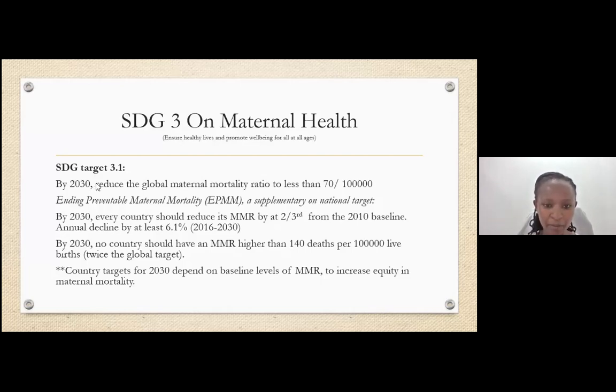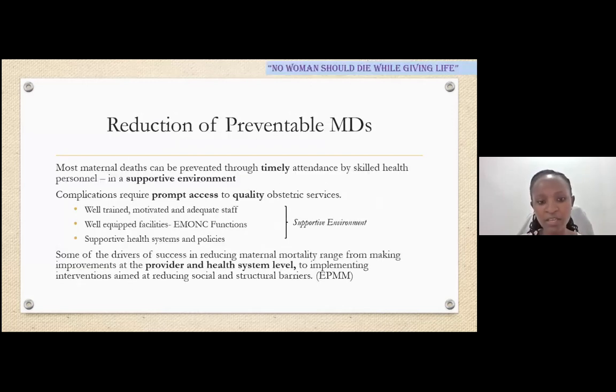The other supplementary target is that by 2030, no country should have a maternal mortality ratio of higher than 140. That is twice the global target. So you can see that the target for each country is dependent on their baseline levels. And even for those countries with much lower than the global average, they should contribute towards equity in achieving the global agenda. And mostly that's through financial support to the less developed countries.